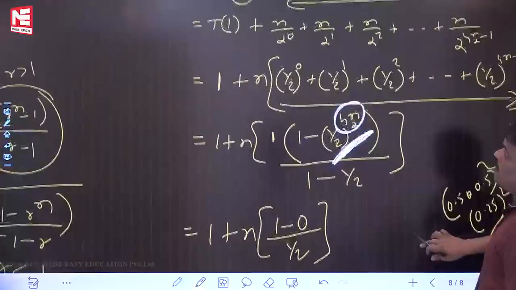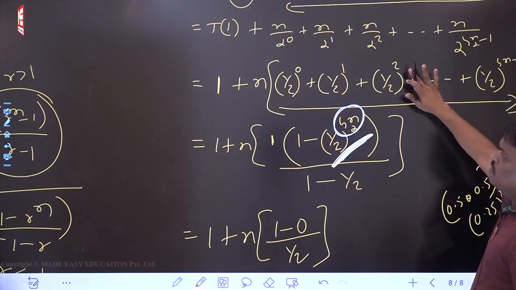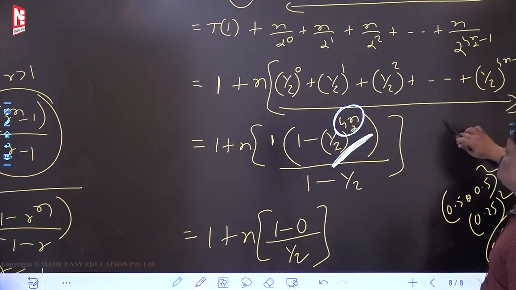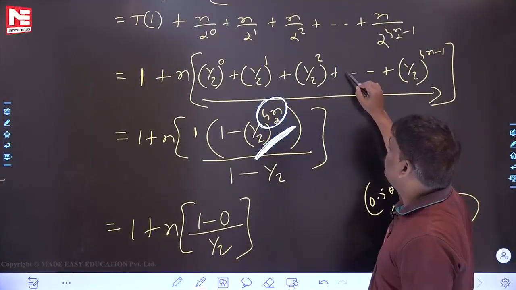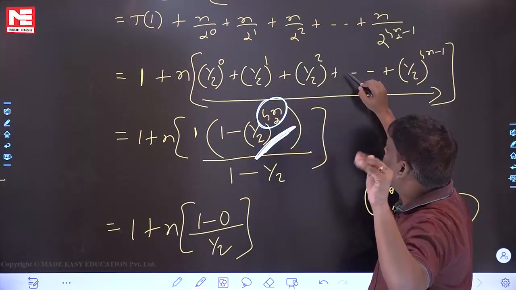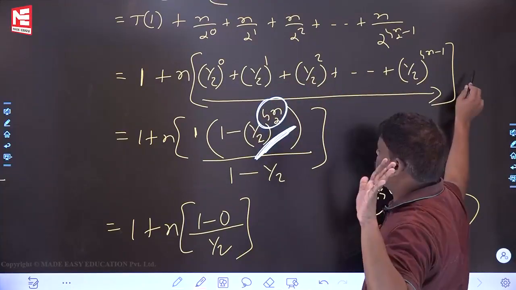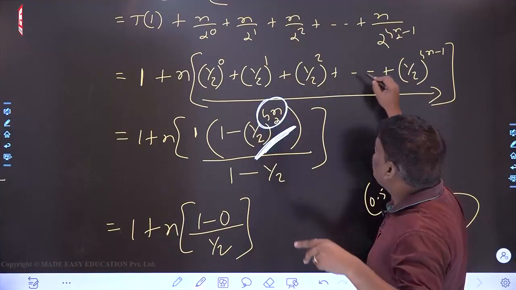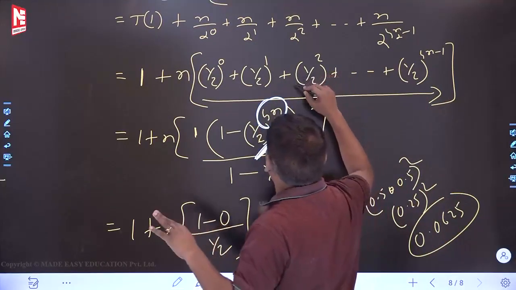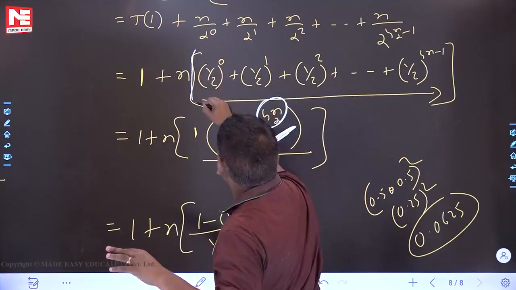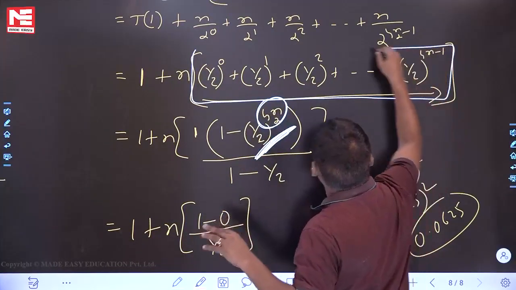I am repeating once again: this GP series, if you solve, please be careful. Is it a GP series? Yes. One interesting point I want to say to you. In the GP series, is R value less than 1 or more than 1? Less than 1. Try to remember: GP series where R value is less than 1.